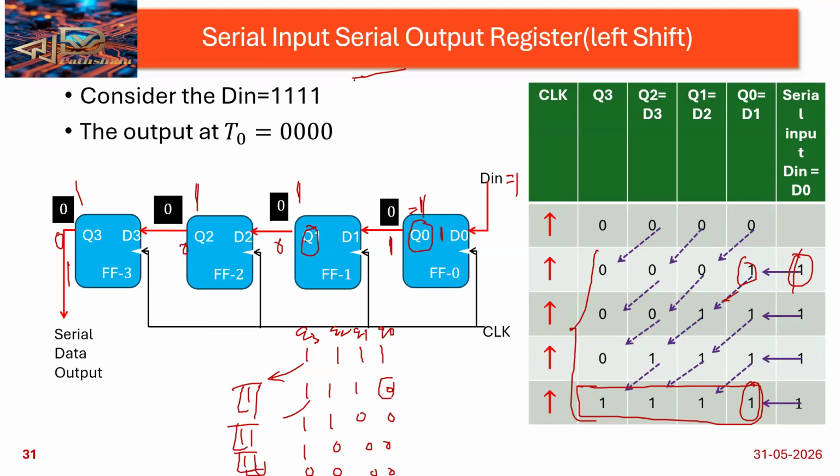See, initially all are zeros, right? That will not be considered. Then one bit is stored and the remaining will be zeros. Another bit will be stored, then the next one. Then another bit is stored, and Q3 will be 0, and then 4 bits are there. So this is loading time. Data loading is taking 4 clock cycles here, right? Okay, sir. Q3, Q2, Q1, and Q0 all have data.